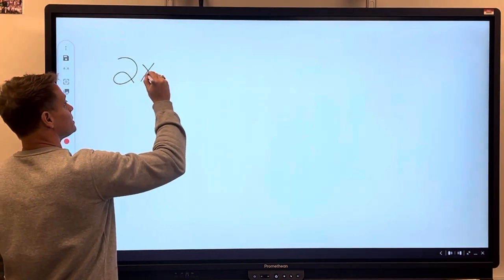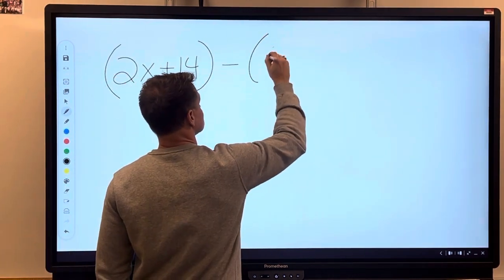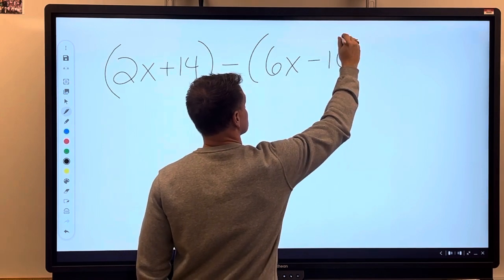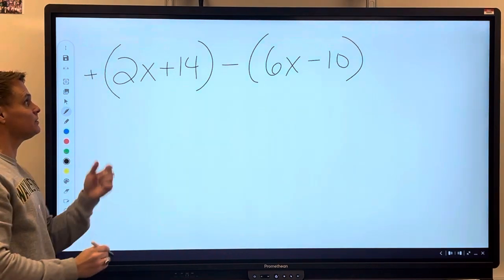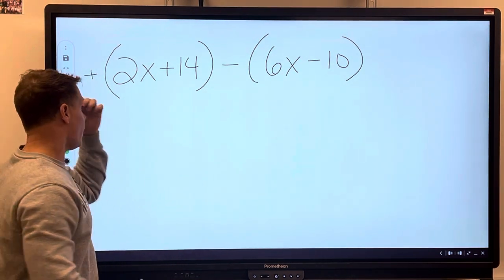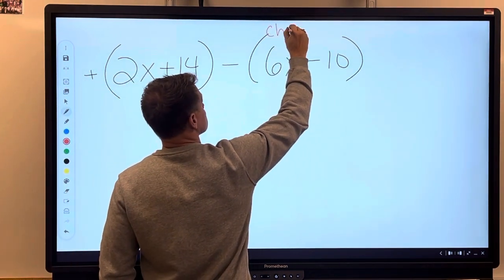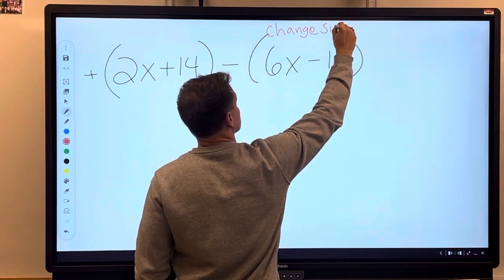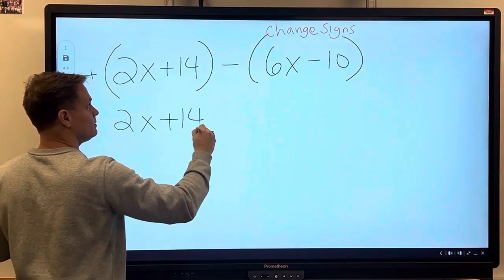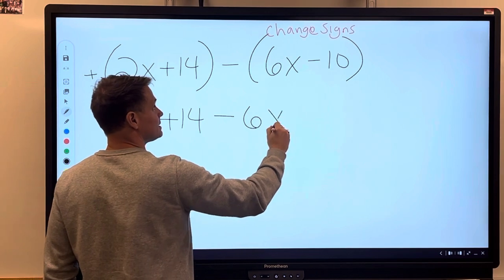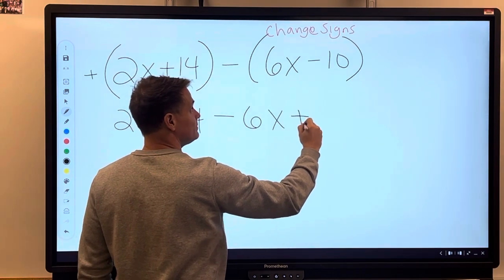Say we got 2x plus 14 minus 6x minus 10. So again, we have subtraction right here. We know that this is positive. These signs aren't going to change. However, the minus right here means that these signs are going to change. So I'm going to rewrite 2x plus 14, and then this is going to be negative 6x, because it's positive, turns to negative. That's a negative. That's going to turn to a positive 10.